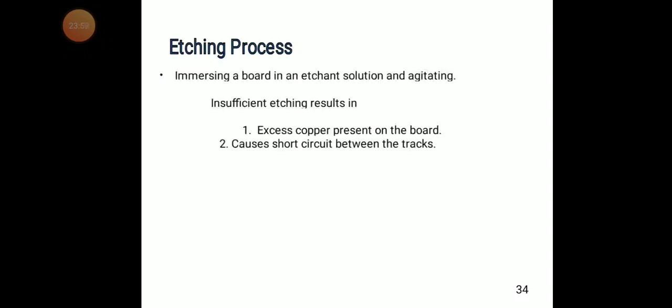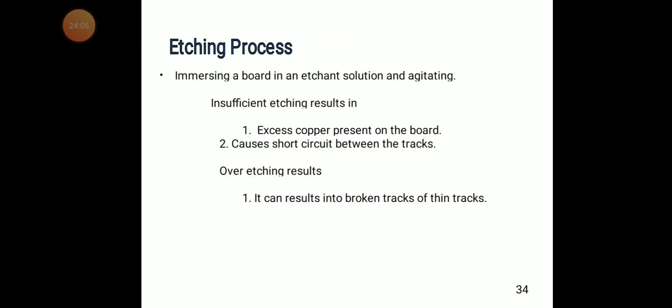What is the etching process? Let us discuss the etching process. The etching process is immersing a board in an etchant solution and agitating. Insufficient etching results in excess copper present on the board, which causes short circuits between the tracks. Over etching can result in broken tracks or thin tracks. So these are the different conditions in the etching process.